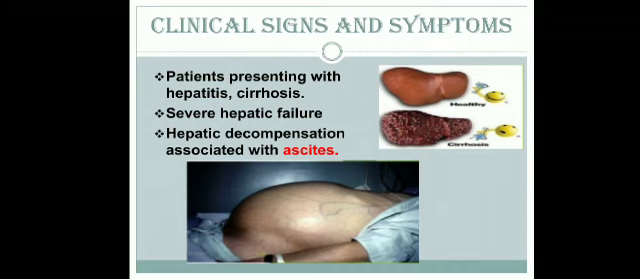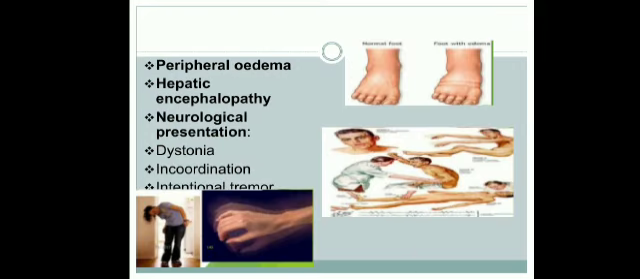Now, the clinical signs and symptoms include the patient presenting with hepatitis, acute hepatitis and liver cirrhosis, severe hepatic failure, hepatic decompensation associated with ascites, the picture of which is shown below. It also results in peripheral edema, hepatic encephalopathy, and neurological presentation including dystonia, incoordination, as well as intention tremor. There will be psychiatric presentation: loss of emotional control, aggressive and antisocial behavior, as well as depression.